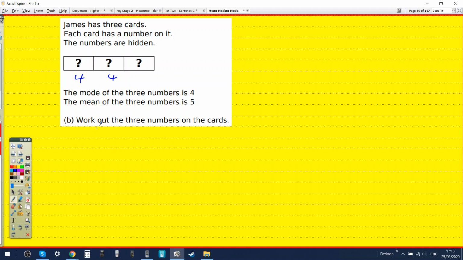So 4 and 4 is 8. And then that divided by 3 is not 5. So 8 plus what divided by 3 gives you 5. You have to solve that equation. How would you do that?